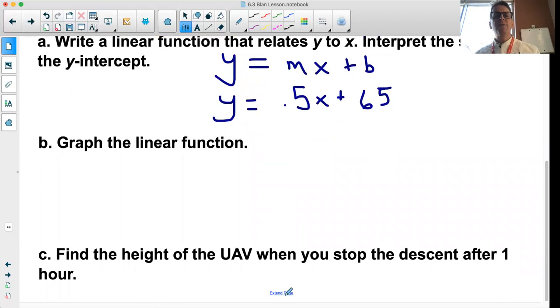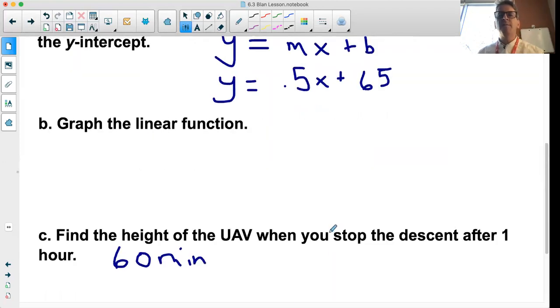Now it asks you, find the height of the UAV when you stop the descent after 1 hour. Okay, so 1 hour is not in minutes, so you've got to convert your hour into 60 minutes. So what they want you to determine is what the height is after x, when x is equal to 60. Okay, so let's take our equation.